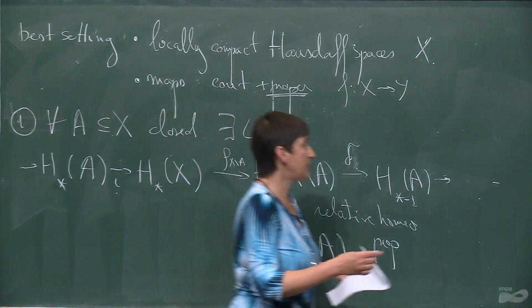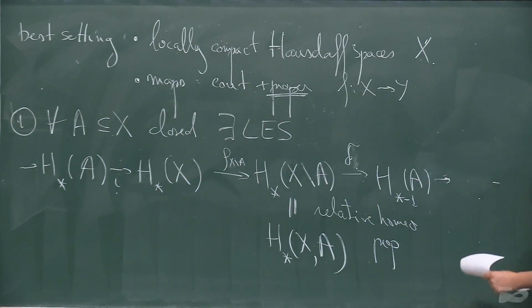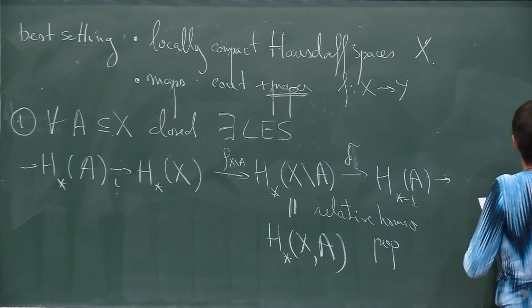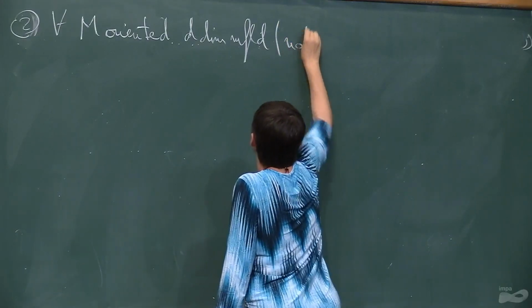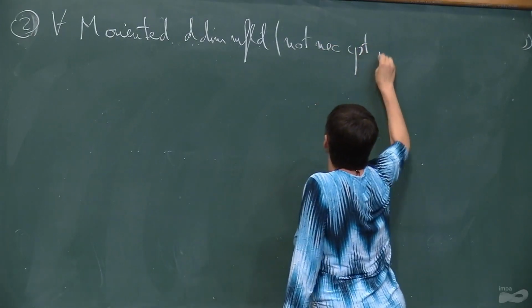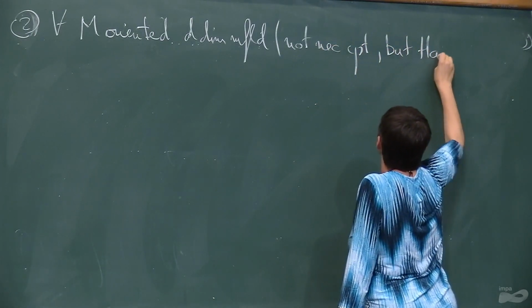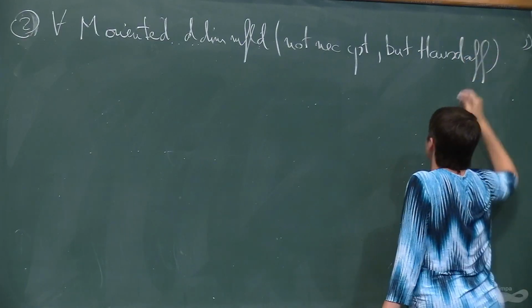And a second useful property. I'm not sure why I'm crumbling this chalk so much. I'm sorry. The second property, I'll try to use smaller pieces, is that for any oriented manifold, I don't want to work with twisted coefficients, so any oriented, let's say, d-dimensional manifold, not necessarily compact, but Hausdorff, it has to be Hausdorff, has a fundamental class.